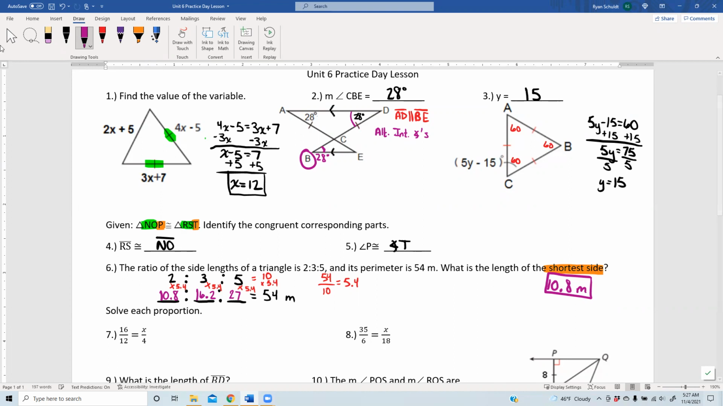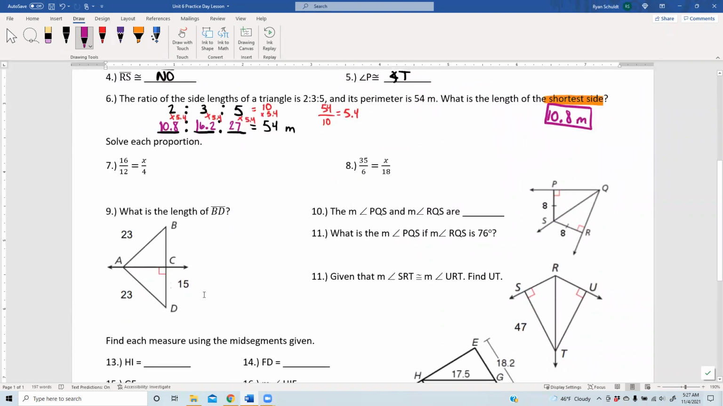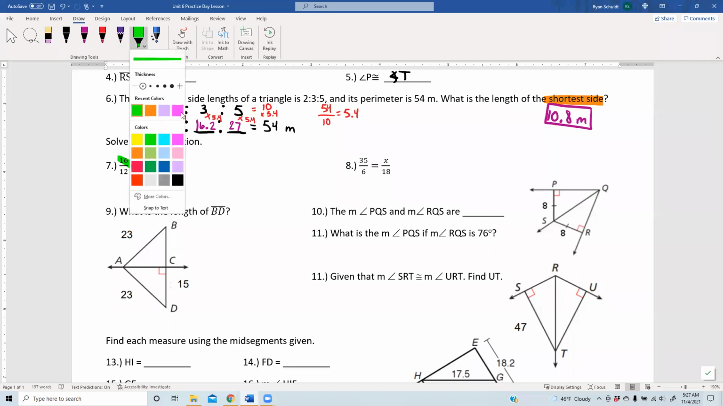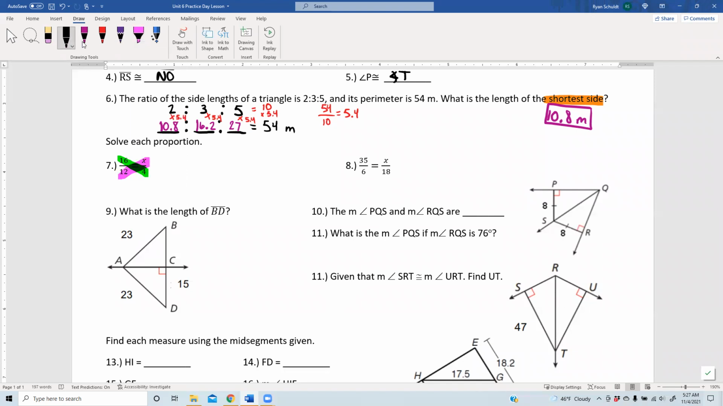Okay, 7 and 8, they want us to just solve the proportion. So on these, that's where we cross multiply, or the notes call it the cross product property. Same concept. I'm going to do 16 times 4, and that's going to have to equal 12 times x. I'm going to say it the other way around. 12x equals 16 times 4.